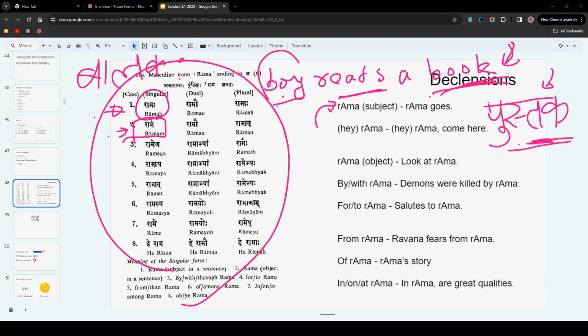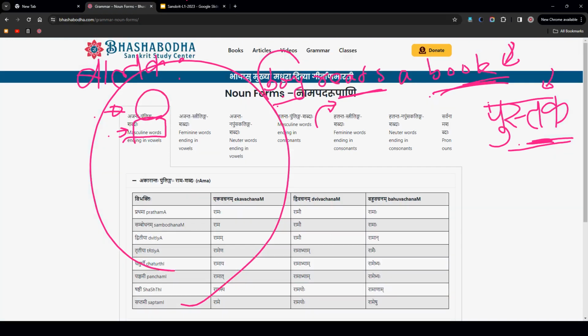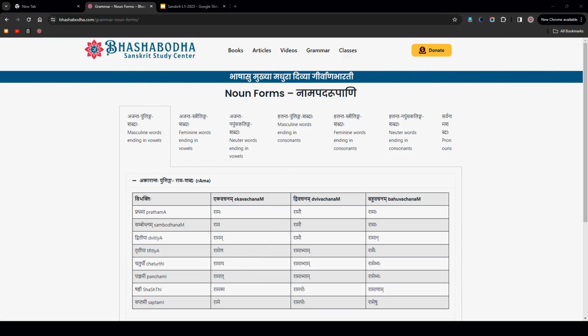So let's say we go to some reference source, and we know that pustaka is neuter. How do we know? Because I know, by practice. You also will know now, because I told you it is an akaranta napumsakalinga word, not a pullinga word. How do I know? Because I already studied it before. Or you can look up pustaka in the dictionary, and you will find that it is a napumsakalinga word.